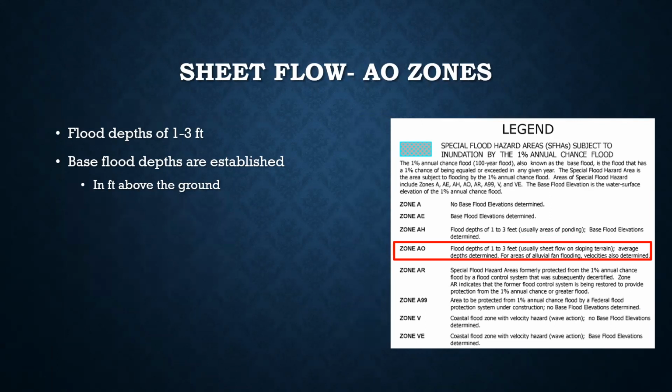Okay. Sheet flow, AO zones. The one thing I really want to point out, because, again, we're not teaching the test, but it's super useful to know: AO zones have velocities. So sheet flow moves. It also has flood depths of 1 to 3 feet. And on a map, your base flood depths are established in feet above the ground.